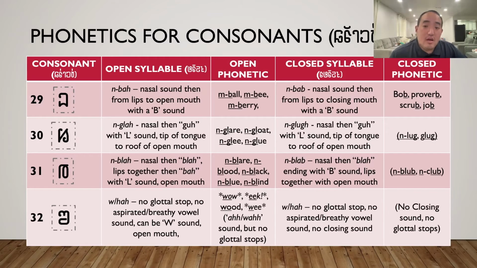So for the closed syllable or closed phonetic, there's really no closing sound because it's a non-glottal stop sound, so there's no aspirated sound, and there's really no closing sound. So you just say ah, right? And that's how you pronounce number 32, which is ah. So let's go on to the next one.